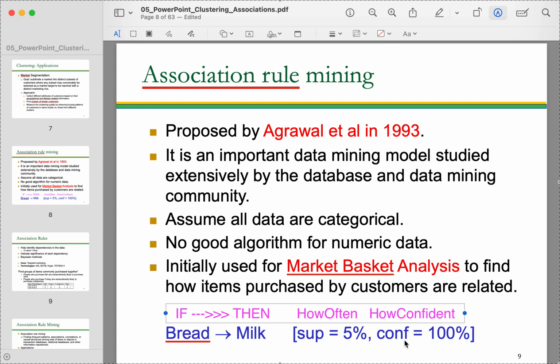So the confidence is going to take the number of times the items occurred on the left side of the rule and divide it by the number of times both items, left and right, occur in the data. So here we have confidence 100%. This basically means every single time there was bread, the milk was also purchased.